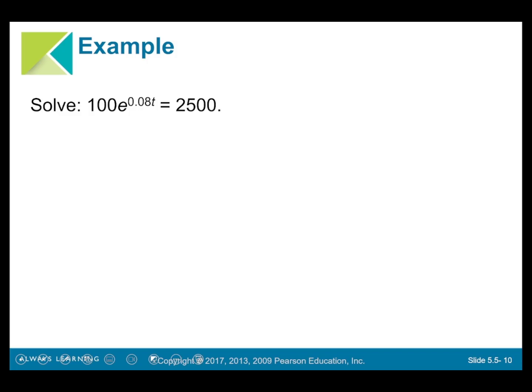Now let's see an example with e in it. When we see an example with e, I highly recommend using natural logs. Let's do one step first. I'd love it if e was alone. It would make our lives a little bit easier. So I'm going to divide that 100 from the left-hand side to the right-hand side. So let's say divided by 100. Then I have e to the 0.08t equals 2,500 divided by 100 is just 25.